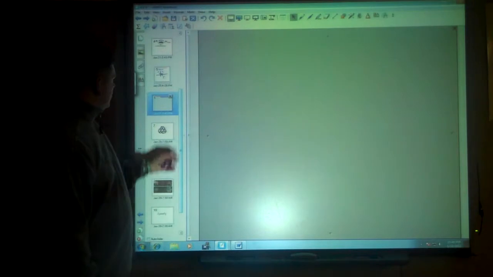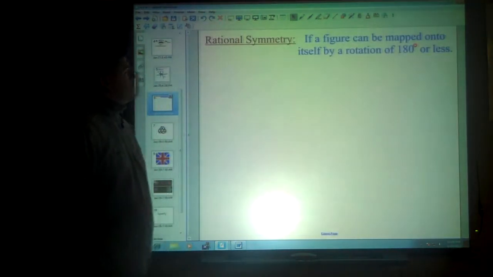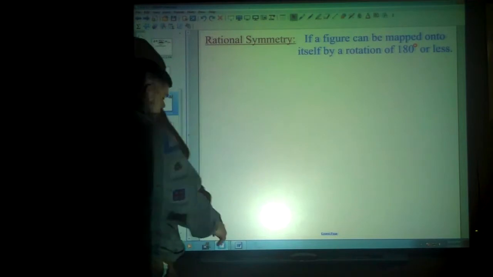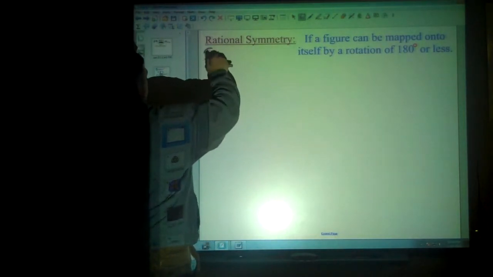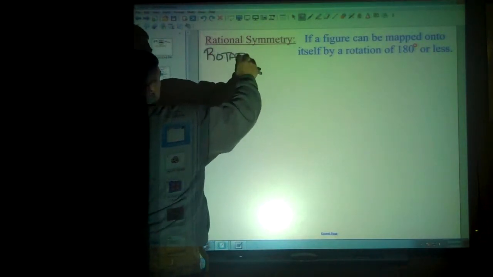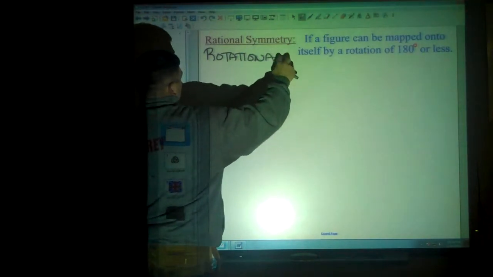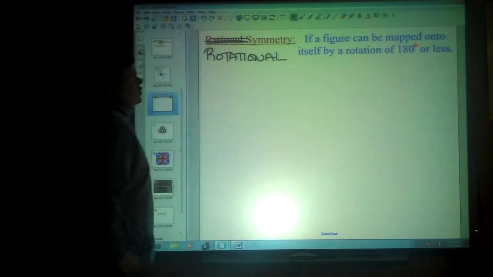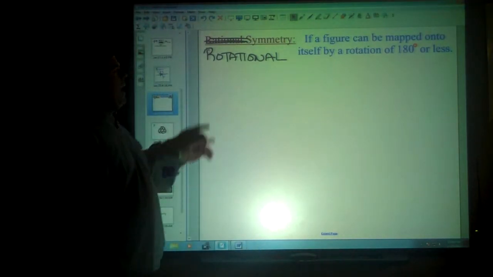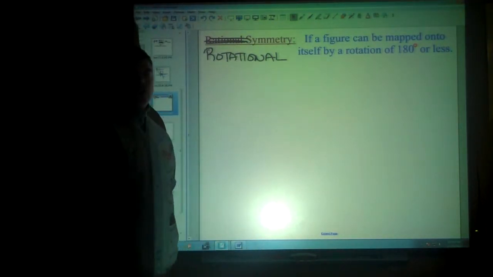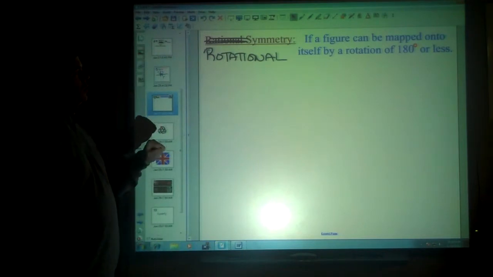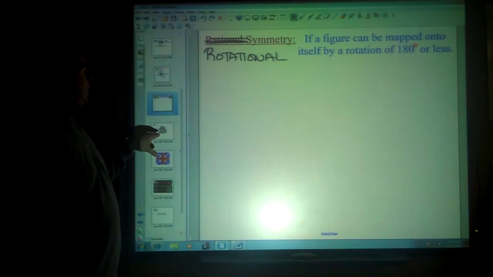And our last actual definition is rotational symmetry. Sorry, I said rational, it shouldn't be rational. Rotational symmetry: if a figure can be mapped onto itself by a rotation of 180 degrees or less. Mapped onto itself by 180 degrees or less.